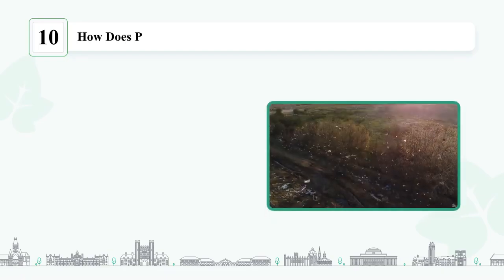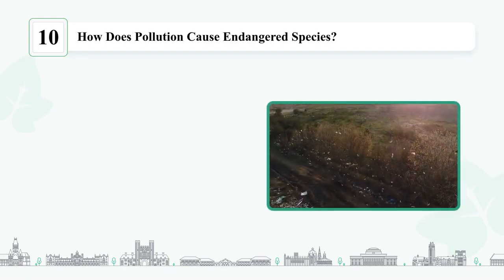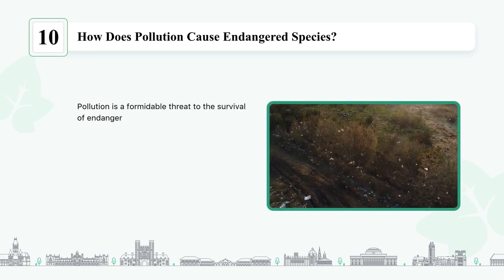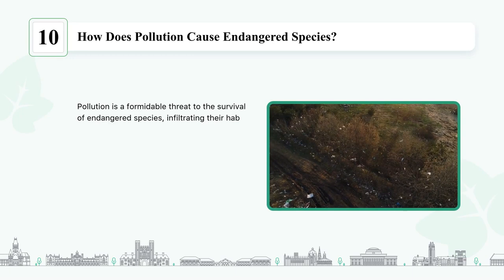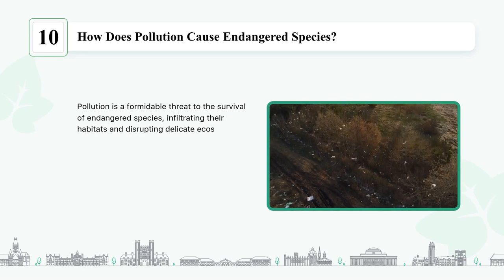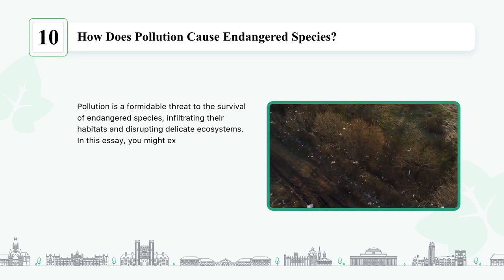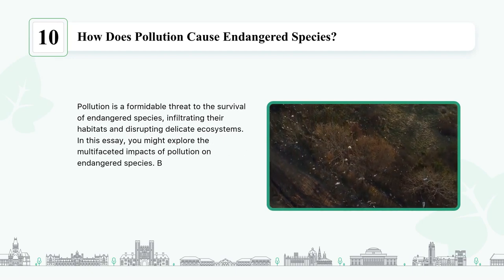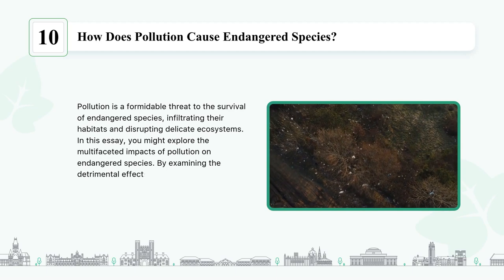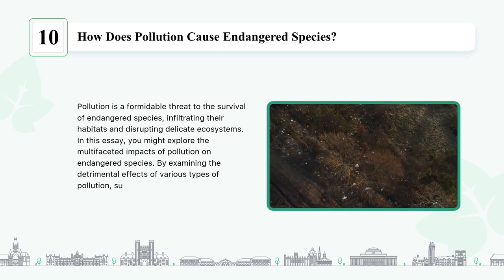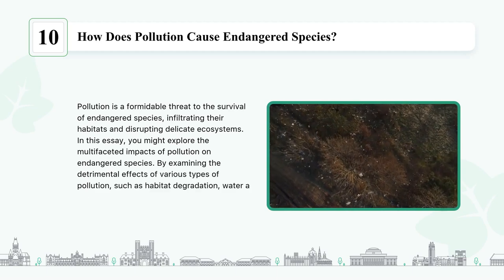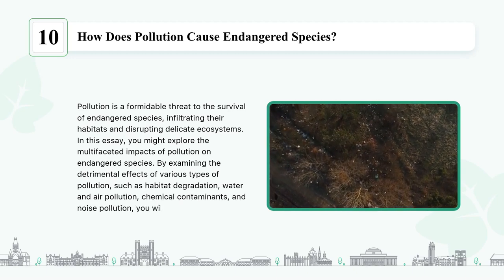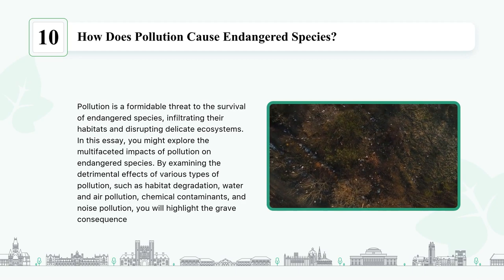How does pollution cause endangered species? Pollution is a formidable threat to the survival of endangered species, infiltrating their habitats and disrupting delicate ecosystems. In this essay, you might explore the multifaceted impacts of pollution on endangered species. By examining the detrimental effects of various types of pollution, such as habitat degradation, water and air pollution, chemical contaminants, and noise pollution, you will highlight the grave consequences for vulnerable wildlife.